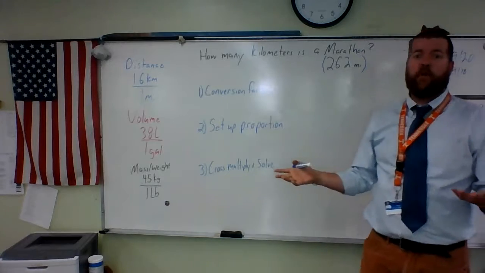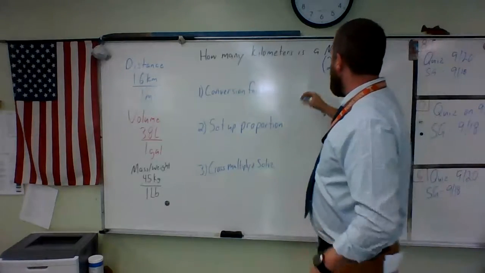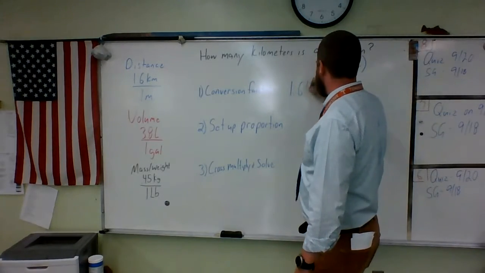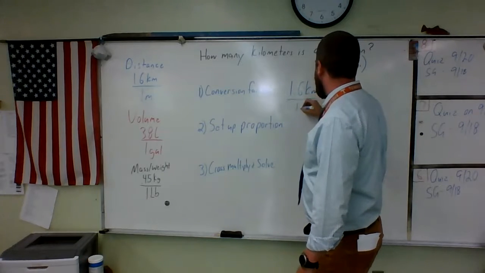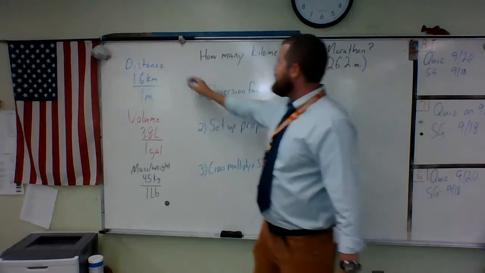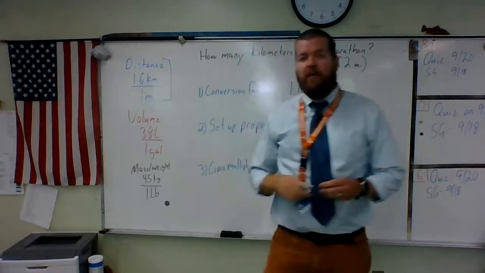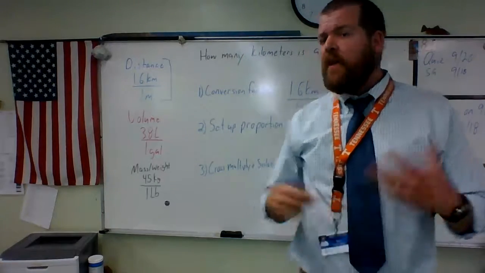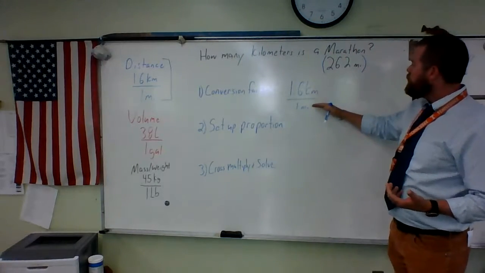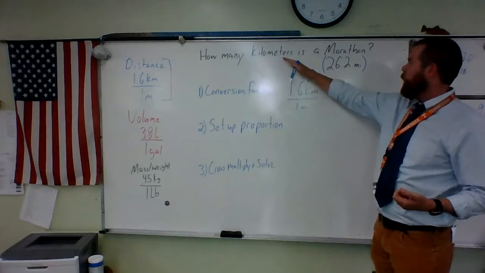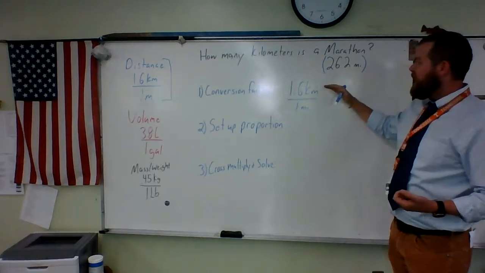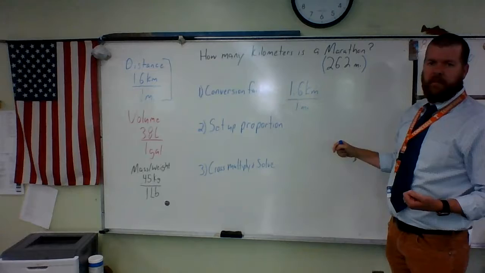And in this case, the appropriate conversion factor is 1.6 kilometers per every 1 mile. Now that's the distance conversion factor, and that's why we selected it in this case. The other thing to notice is that these units are appropriate to the question. We're going between kilometers and miles, and this conversion factor includes kilometers and miles.